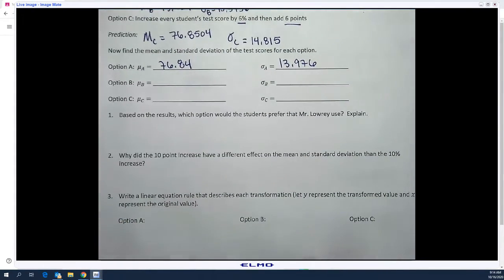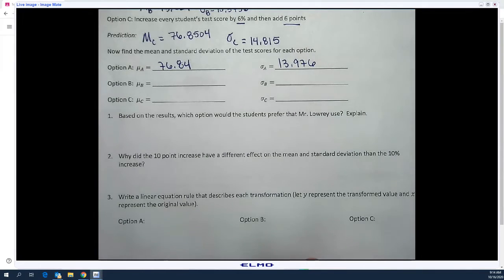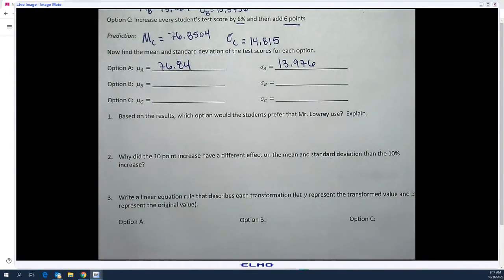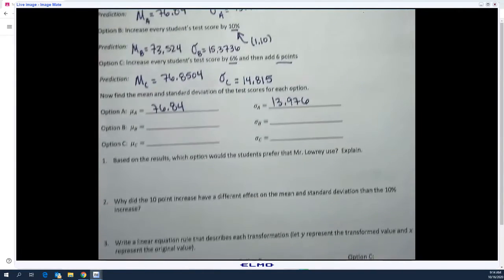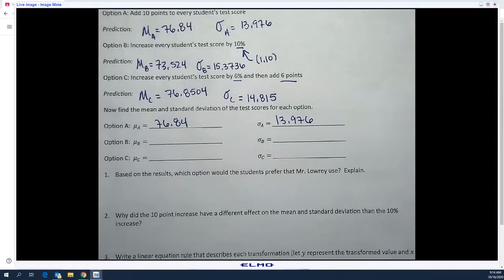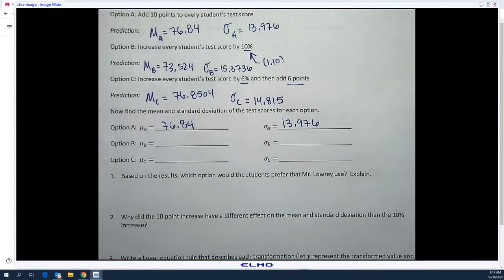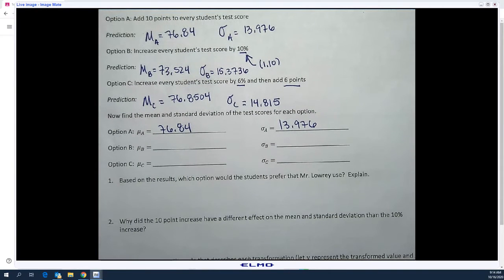Okay, so it says, based on the results, which option would the students prefer that Mr. Lowry use? And maybe this is a little bit subjective, but looking through these, let's see if you guys can maybe identify which option would you prefer for your curve. Would you prefer A, B, or C? I'll wait a couple seconds for any interaction from you, which would be fantastic. Would you prefer A, B, or C?